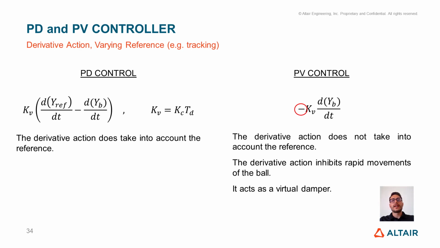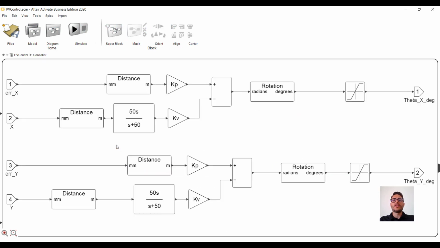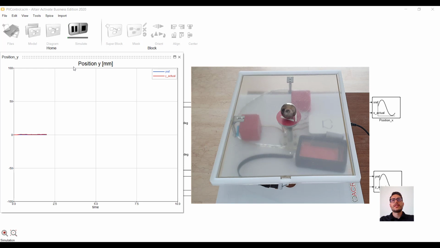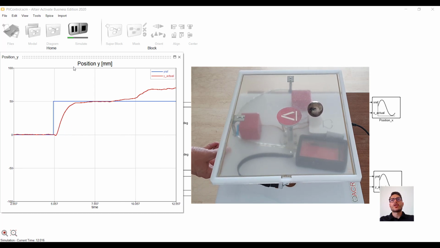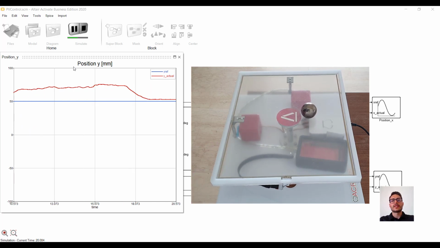At this point, the natural question will be, why do we have to add an integral action since we have already designed pretty good controllers? To answer this question, let's open Activate and let's run again the model with the PV controller. This time we introduce some disturbance, for example lifting the BBT on one side. We can see that the steady-state error occurs and the controller is not able to eliminate it. The steady-state error disappears only if we remove the disturbance.